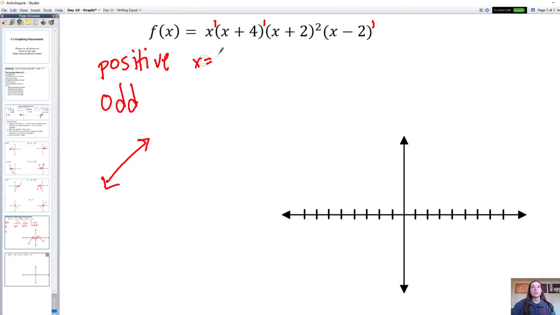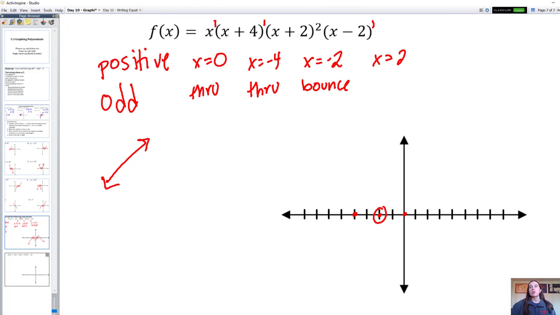Now I can set each of my factors equal to 0. The first one is at x equals 0. That one's going to go through because it has a power of 1. The second one is at x equals negative 4. That's also going to go through because it also has a power of 1. Then we have x equals negative 2. That one's going to bounce because it has a power of 2. So I'm going to circle that one so I remember to bounce off of it. And then x equals 2, we're going through that one. So this one doesn't have any squiggles.